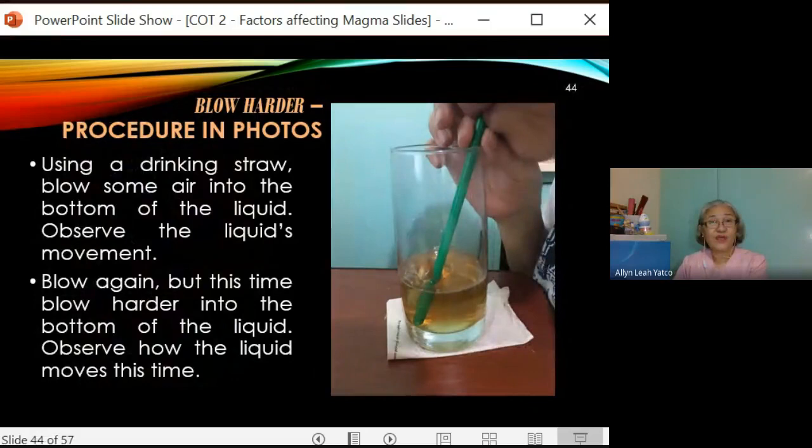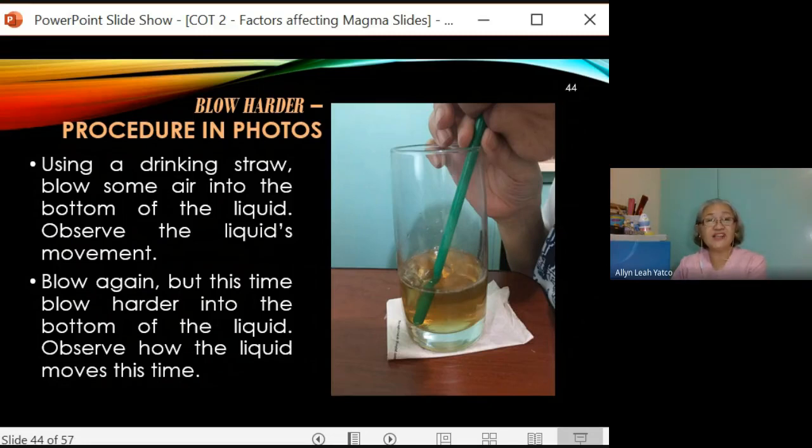Now, what are we going to do? First, using the drinking straw, blow some air into the bottom of the liquid. Then observe the liquid's movement. Step 2, you are asked to blow again. But this time, you are going to blow harder into the bottom of the liquid.